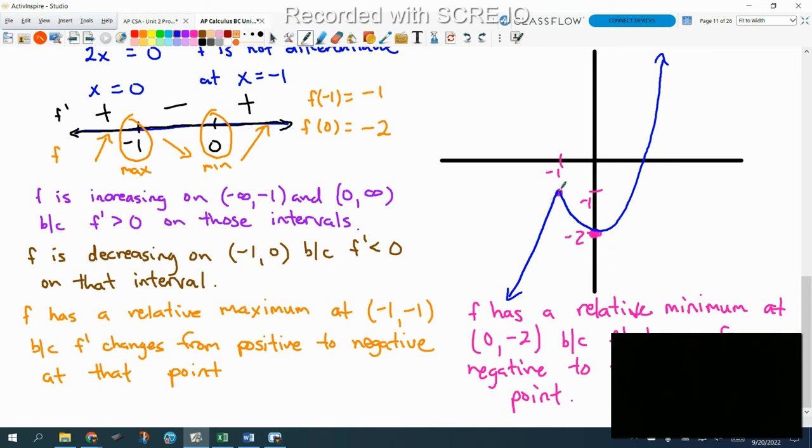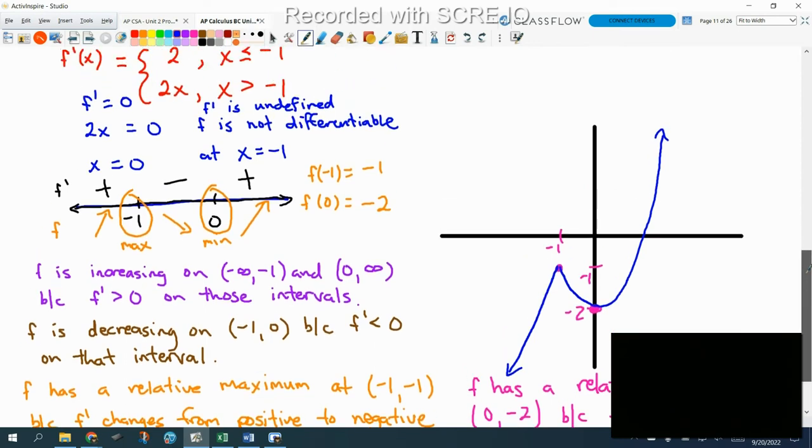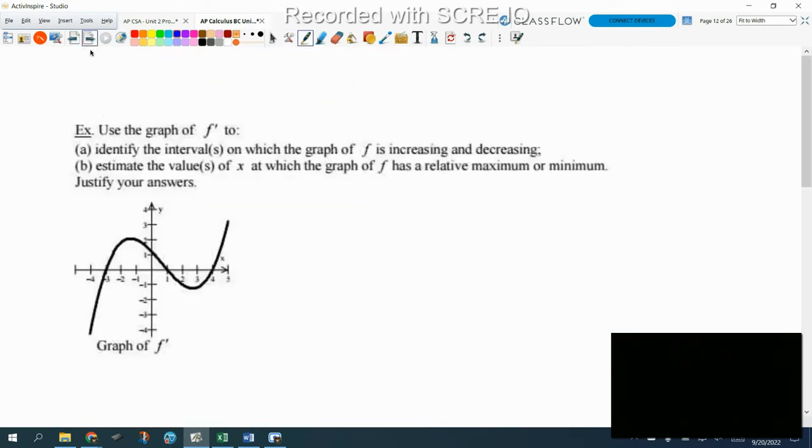You can see how this one was where f prime is undefined. So there's a sharp turn right there. This one is where f prime is equal to 0. There's a horizontal tangent line right there. So that's the difference in our two critical points that we found.